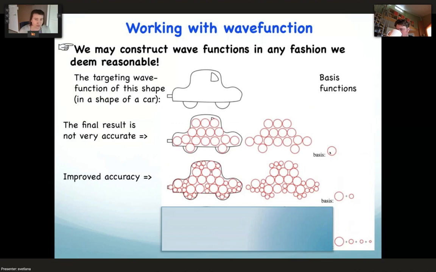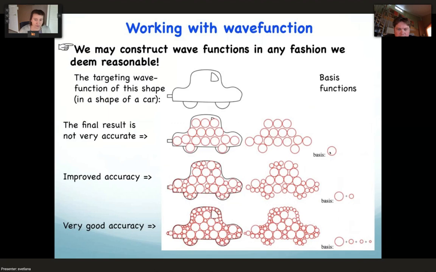Then the idea is simple. Let's take more circles. Let's take smaller and smaller circles. More complicated basis set. Now the accuracy definitely improved. We have pretty good accuracy, and now you can really recognize the shape of the car with small details, even the window right on the top. The wheels have much better shape than they had before. So you really can recognize this pretty good image, as it was before for our targeting wave function.